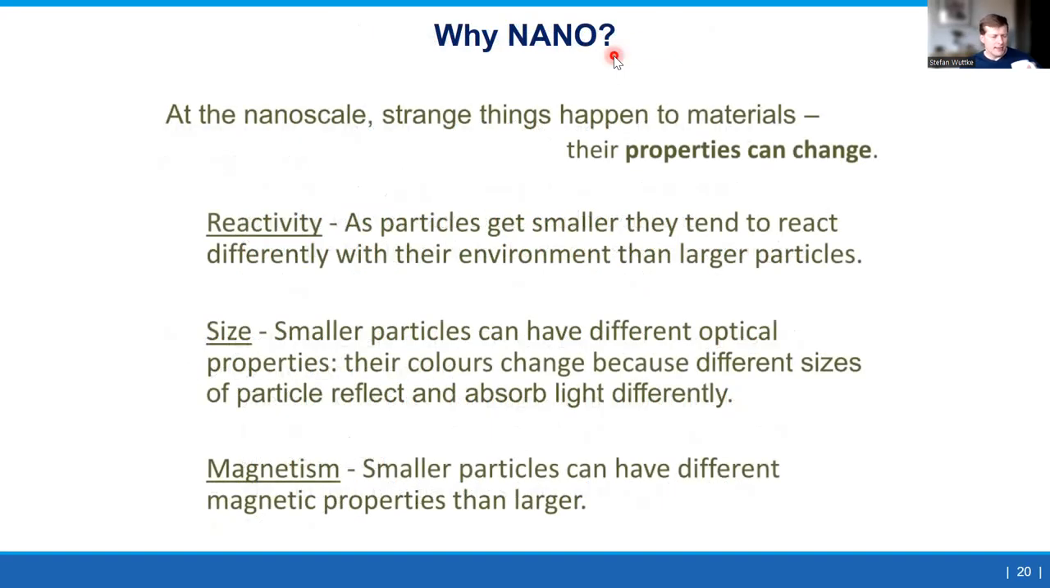But we can now easily answer the question we have in our heads: why nano? At the nanoscale, strange things happen to the material. Their properties change. We have size-dependent properties just by changing the size of the material and also the morphology. We have different reactivity, color changes, magnetic changes. So this is why nano is so interesting. We have different catalytic properties, and for the biological application, we come to that in a moment.